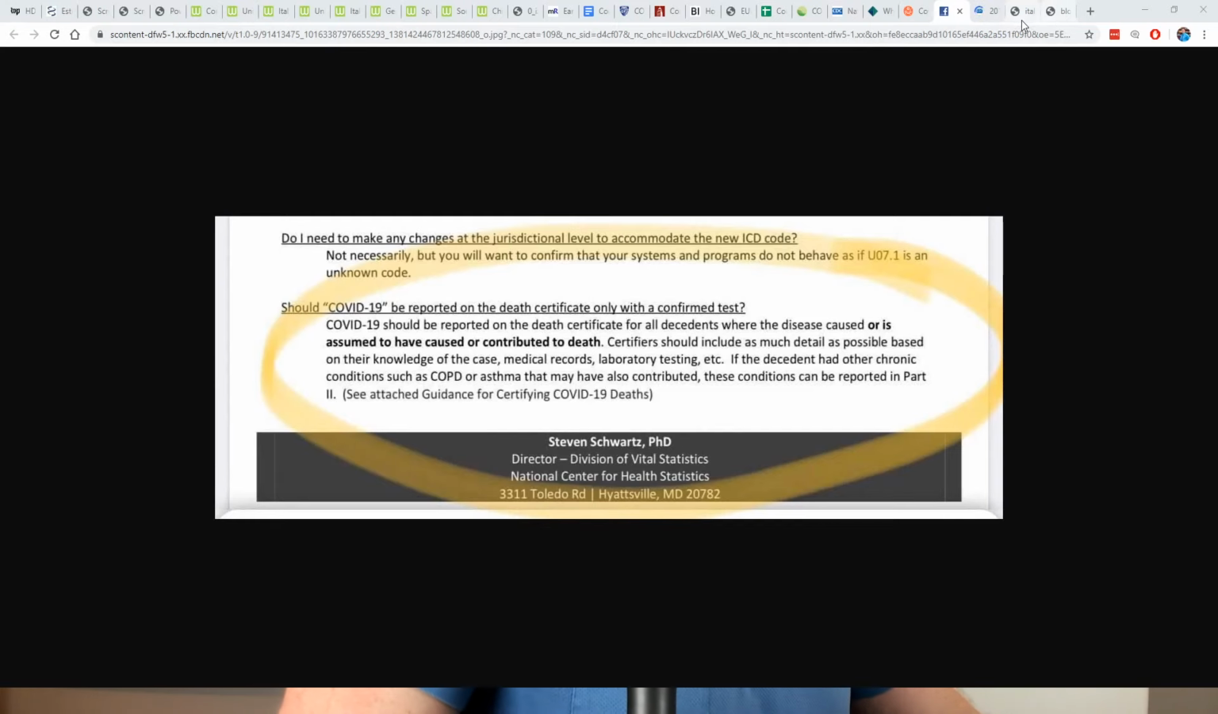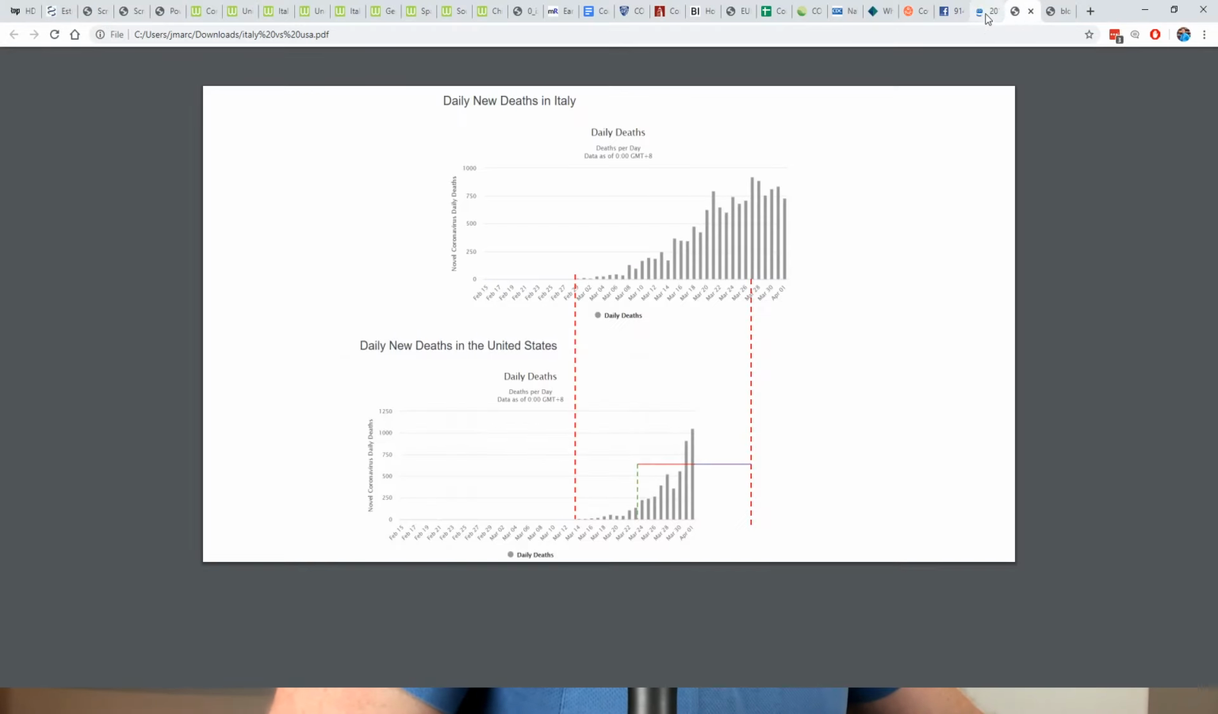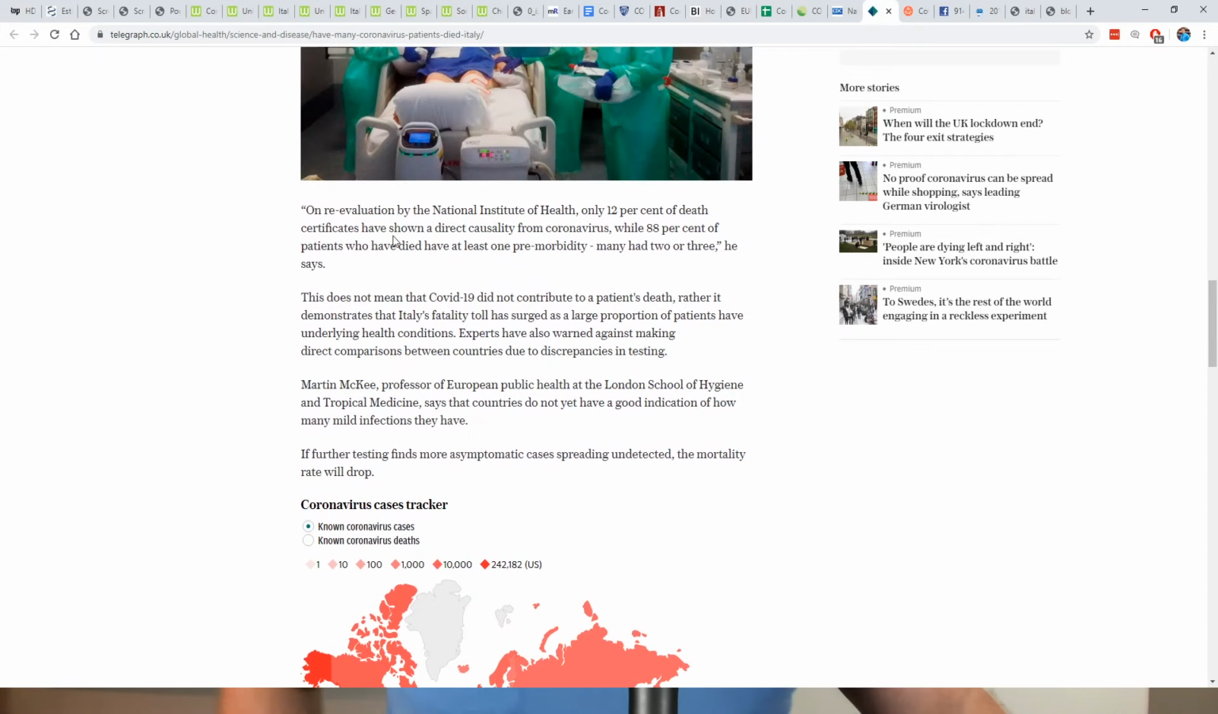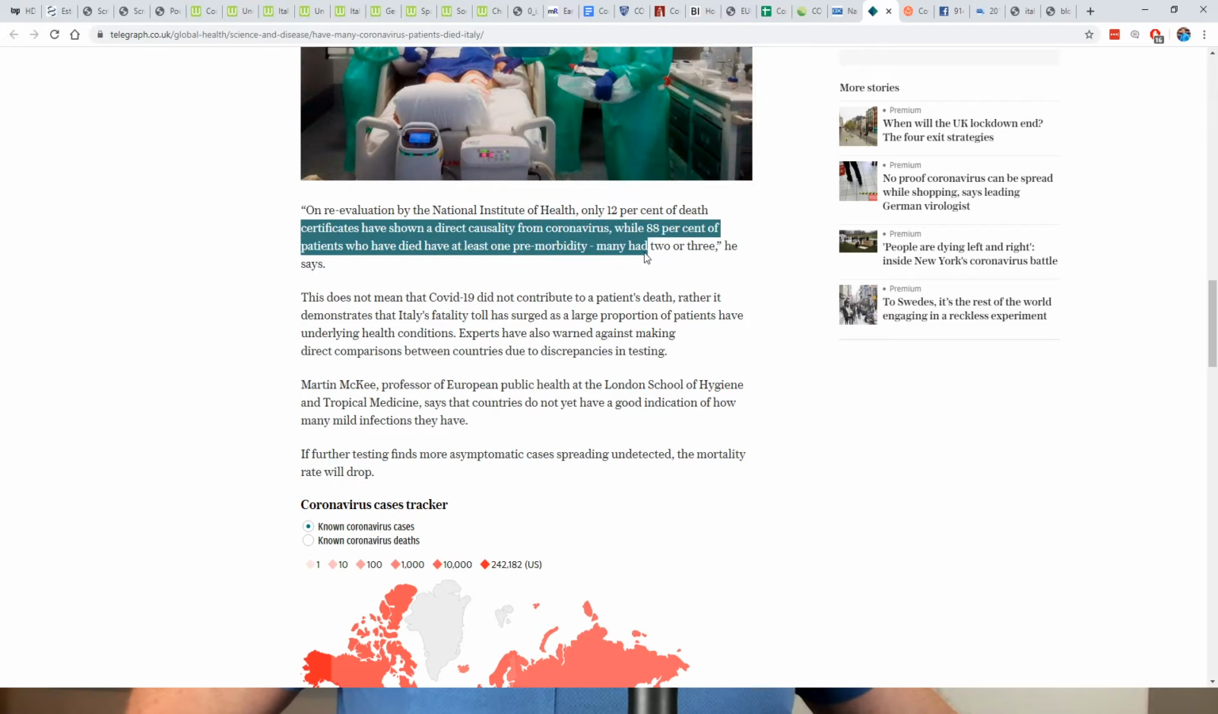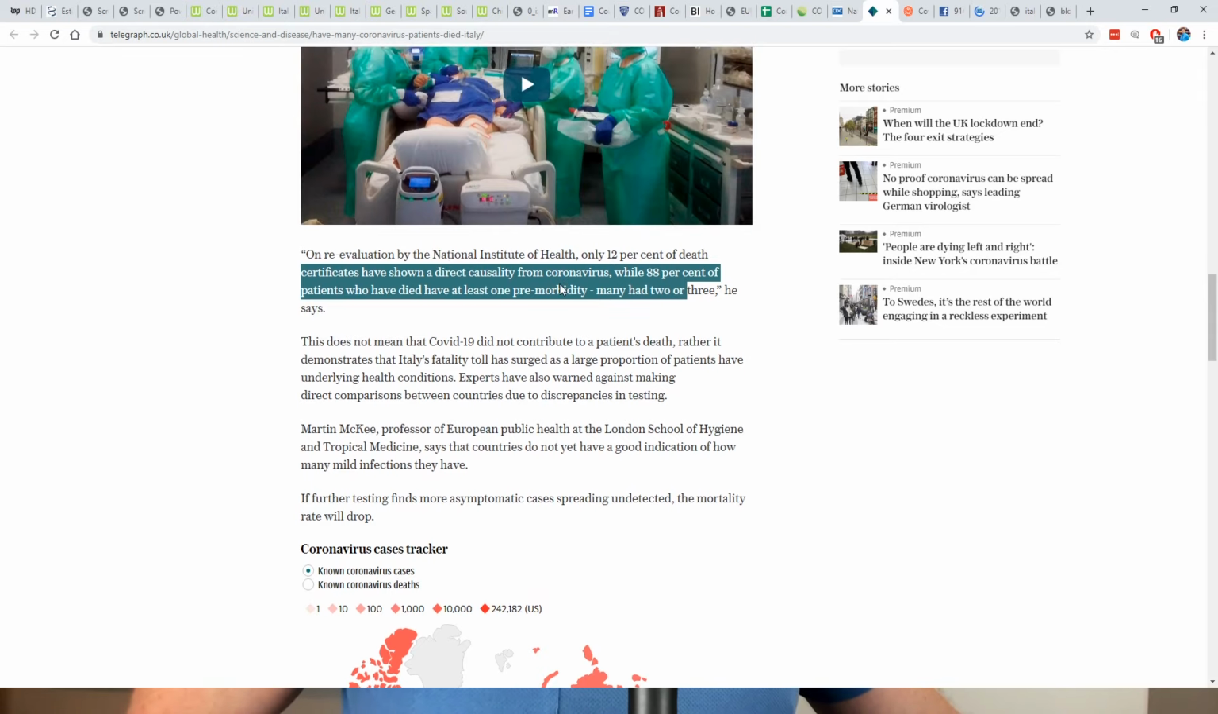Now, the article in Italy, that's another one for later on. Let me show you this article here. Yeah, Telegraph. So on reevaluation by the National Health Institute, only 12% of certificates have shown direct causality from the coronavirus, while 88% of the patients have died from at least one premorbidity. Many had 2 or 3. And this was the National Institute of Health. I think the professor was this guy, Martin McKee.